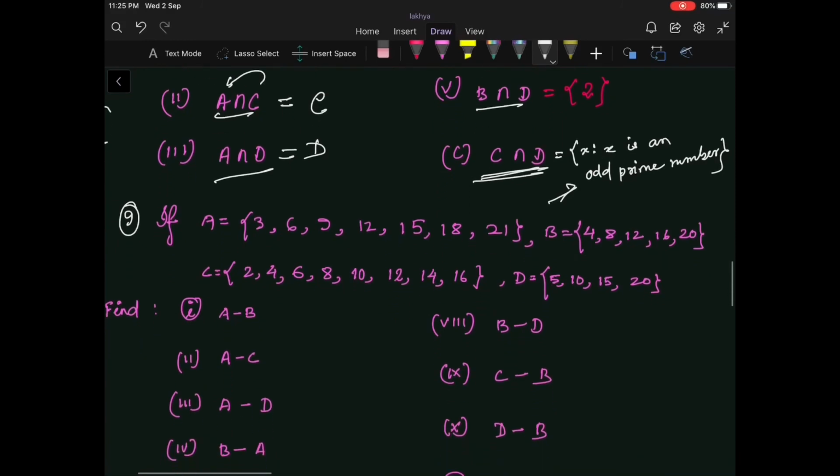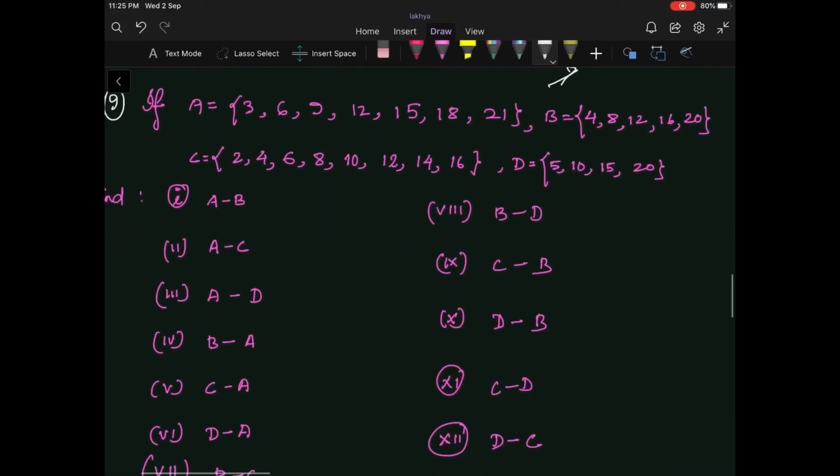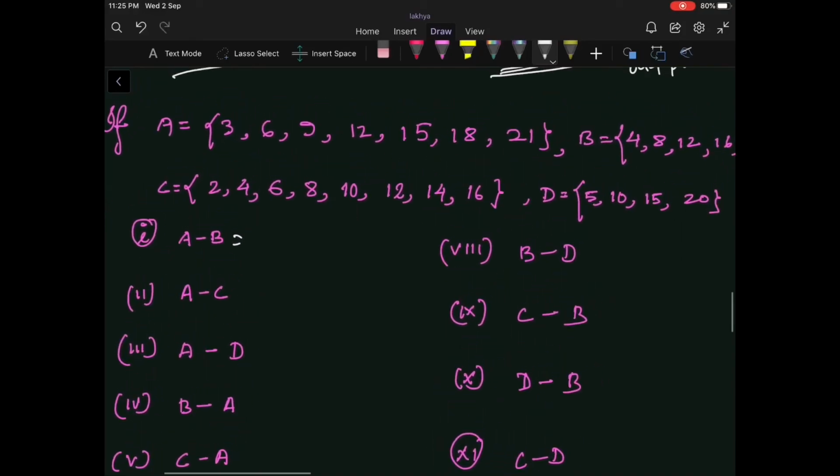So let's move on to the next question, that is question number 9. Here we need to find the difference of sets. First you can see set A is this one, this is set B, and set C and set D. Let me first show you how to find A difference B, or you can simply say A minus B. So what will be the result of this?